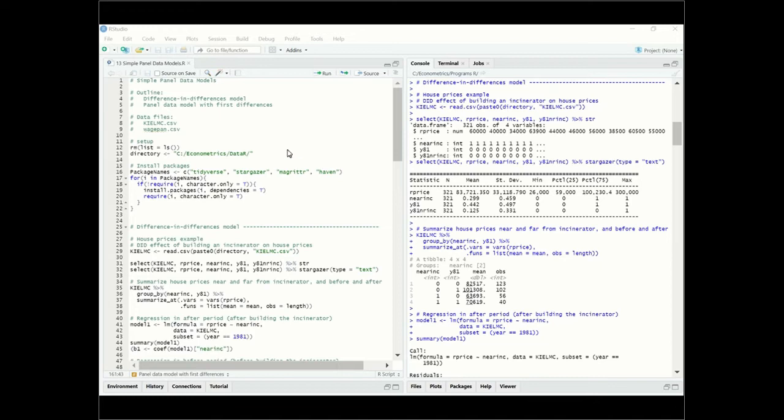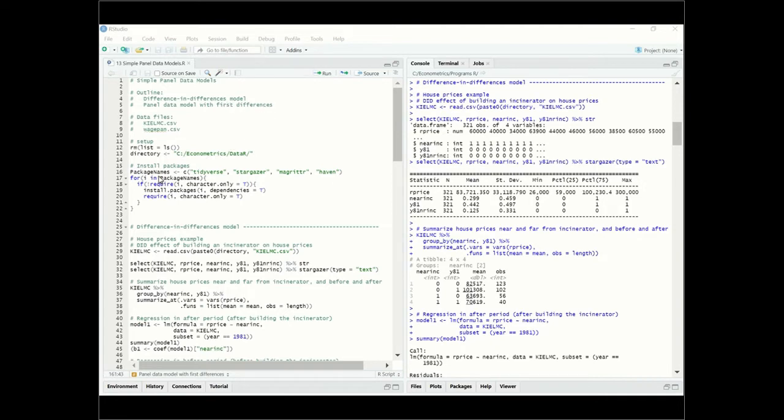I have opened up the R script here and I have downloaded the two data files that we're going to be using today. I have put them in this directory, and I have run the script, and the results are here in the console window, which I put to the side for you to see. So what we're going to talk about today is the difference in differences model, and then we will also talk about the panel data model with first differences.